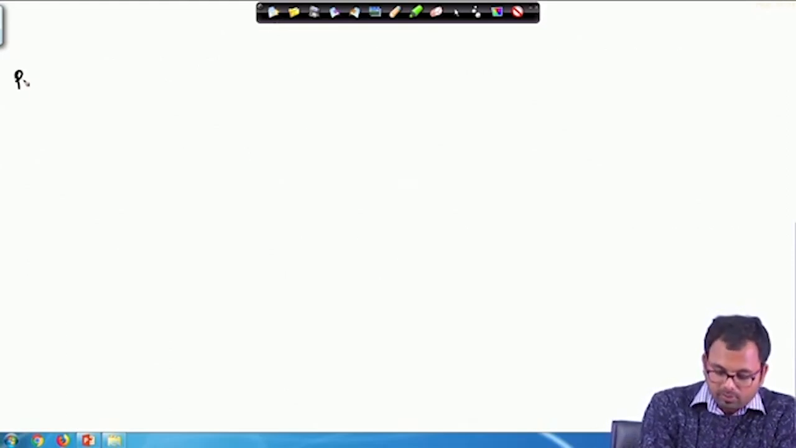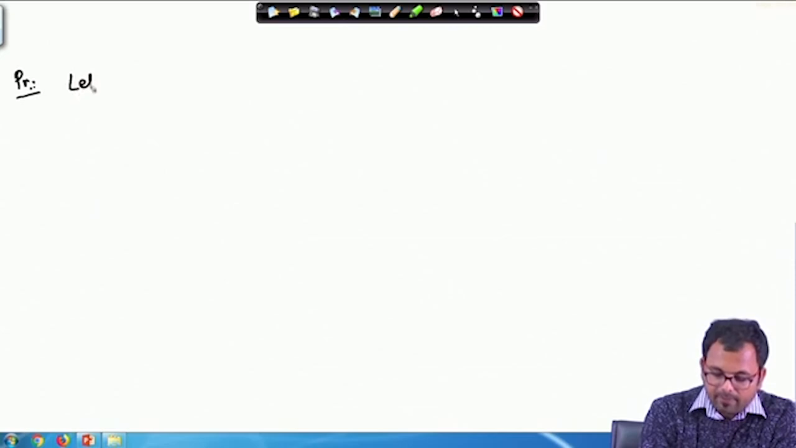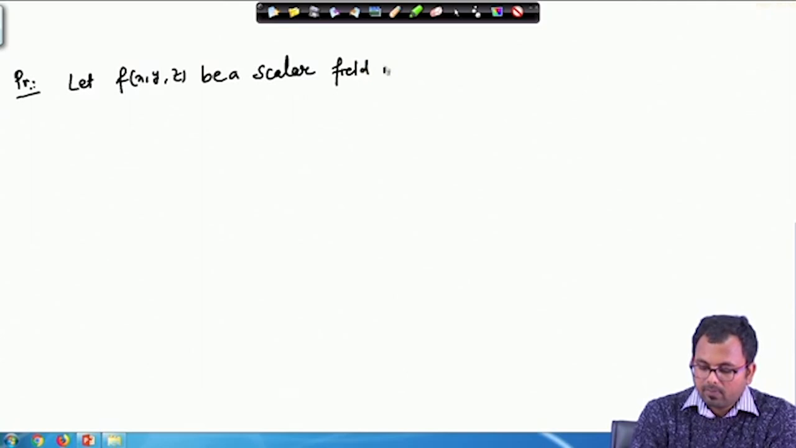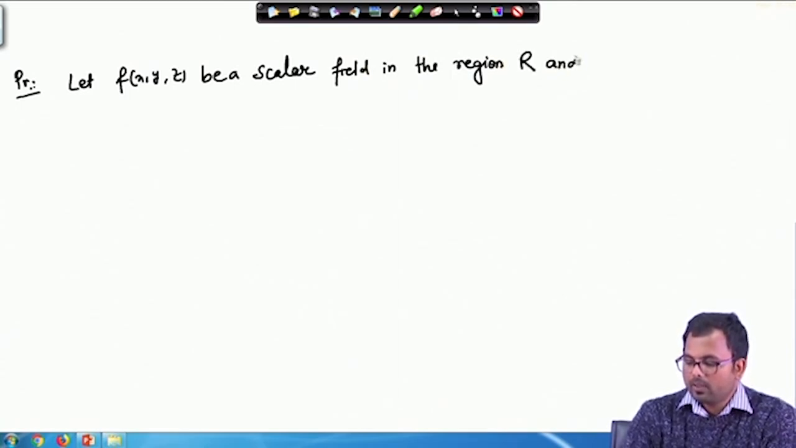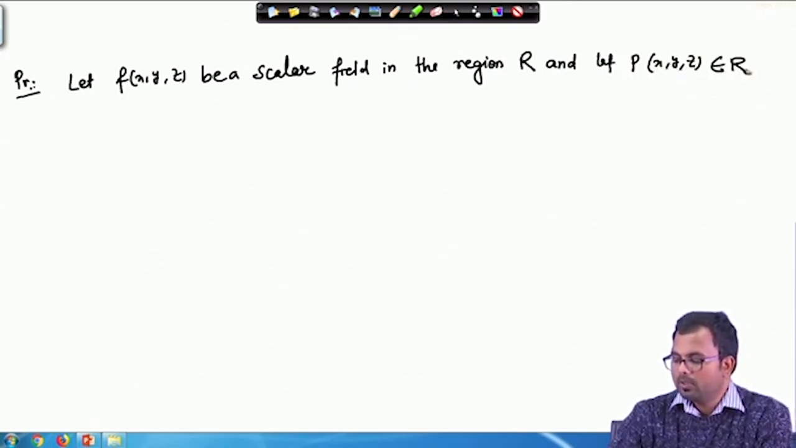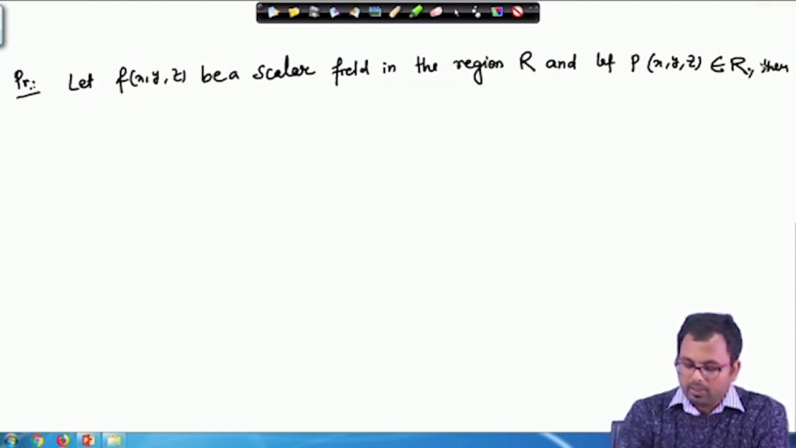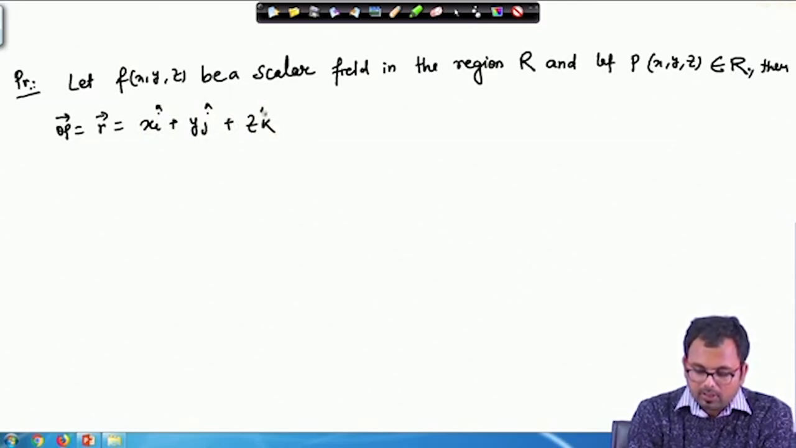So, the proof or the solution. Let f x y z be a scalar field in the region R, and let p x y z be any arbitrary point in the region R. So, p x y z belongs to R. Then I can write O p, the position vector of the point p, equals x i plus y j plus z k.